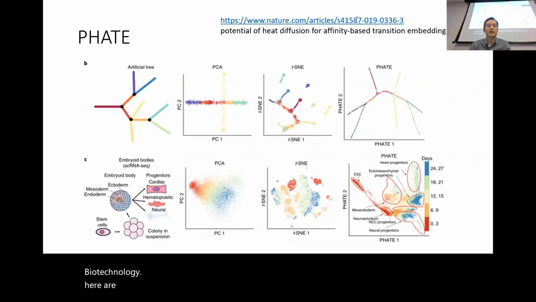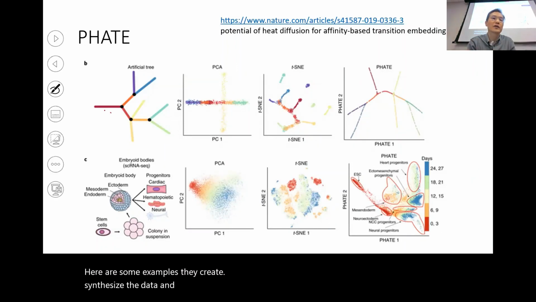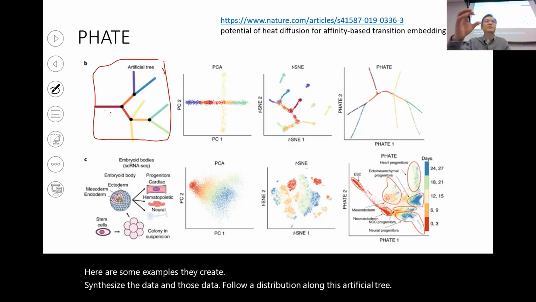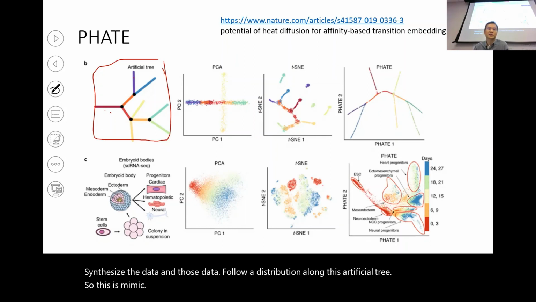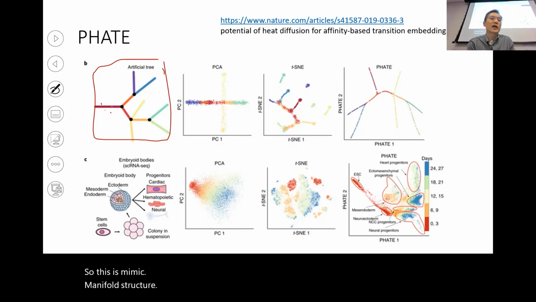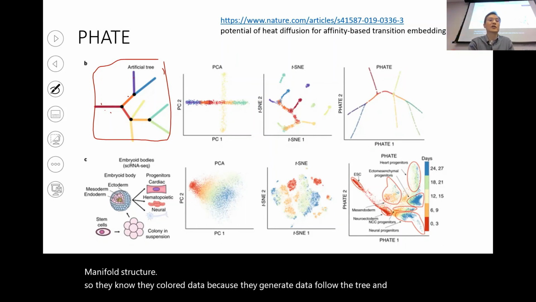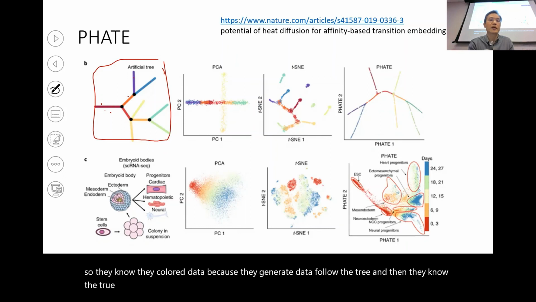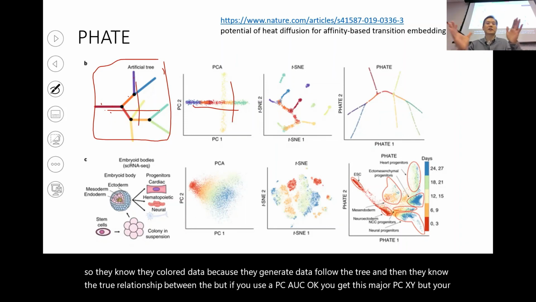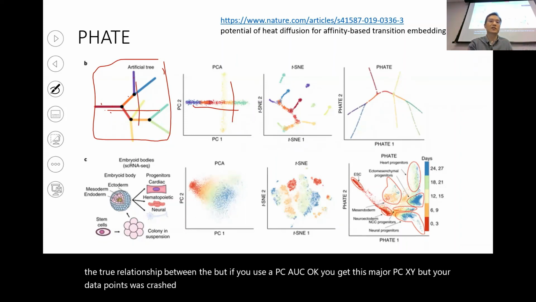Here are some examples. They synthesize the data, and those data follow a distribution along this artificial tree. So this mimics manifold structure. So they know the colored data because they generate data following the tree, and then they know the true relationship between them. But if you use the PCA, you get these major PCs, X and Y, but your data points were crushed together, and you don't see this yellow and don't have structure at all.